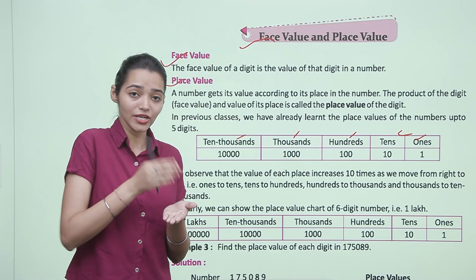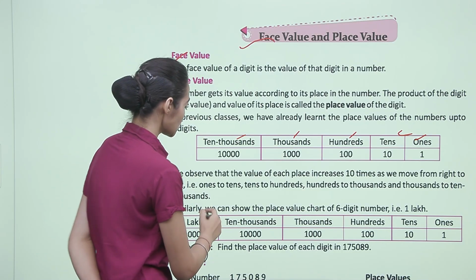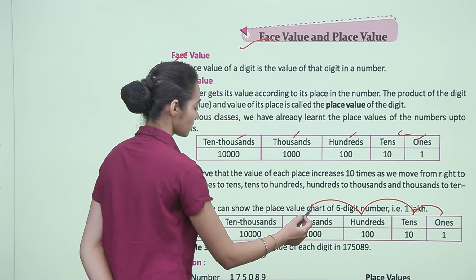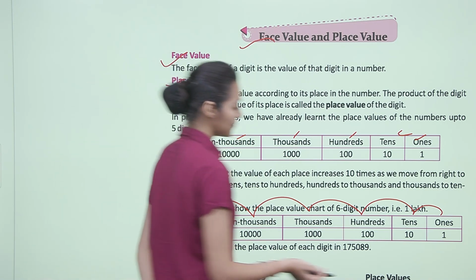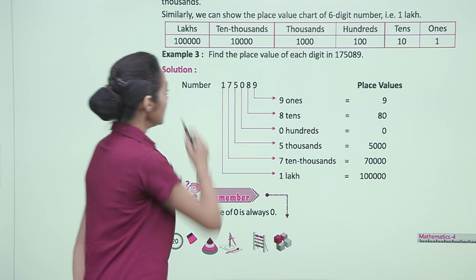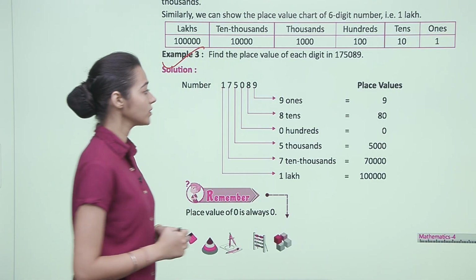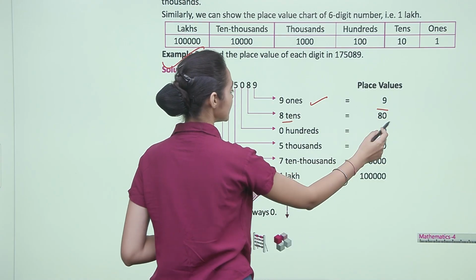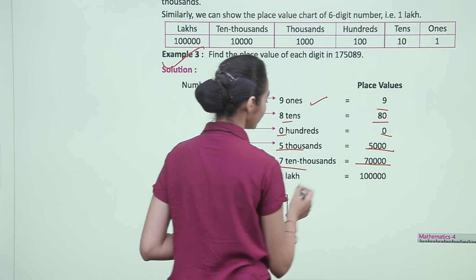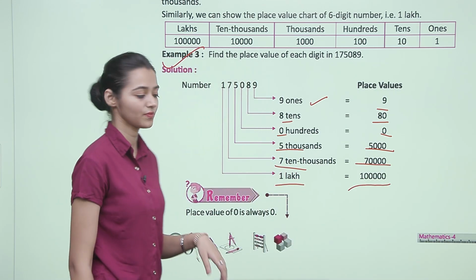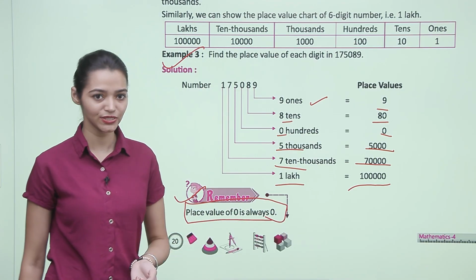Now we observe that the value increases every time by 10 times when we move from right to left, from ones to tens, tens to hundreds, hundreds to thousands, thousands to 10,000 and then lakhs. Now let's understand it better with the help of an example. In example number 3 we have to find the place value of each digit. This is 9 ones, 90, 8 tens, 80, 0 hundreds, that is 0, 5,000, 7 ten-thousands, that is 70,000, and here is 1 lakh. Always remember, place value of 0 is always 0.